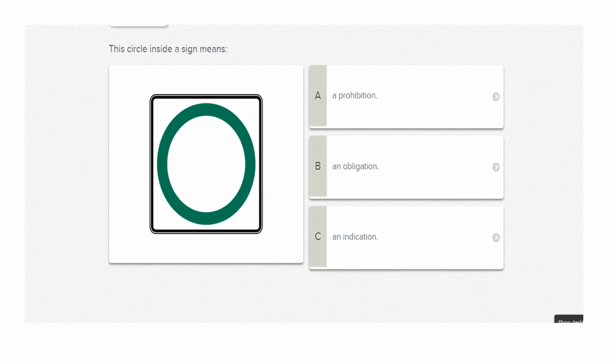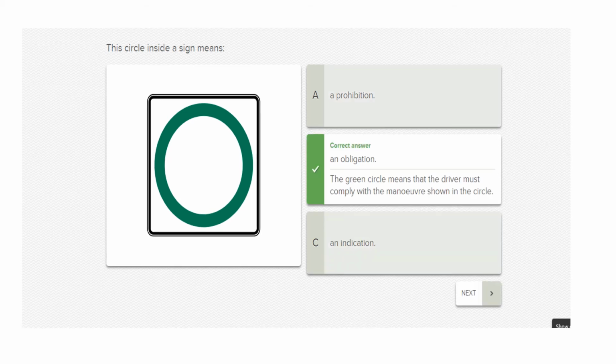This circle inside a sign means option A, a prohibition, option B, an obligation, option C, an indication. And the correct answer is option B, an obligation. The green circle means that the driver must comply with the maneuver shown in the circle.